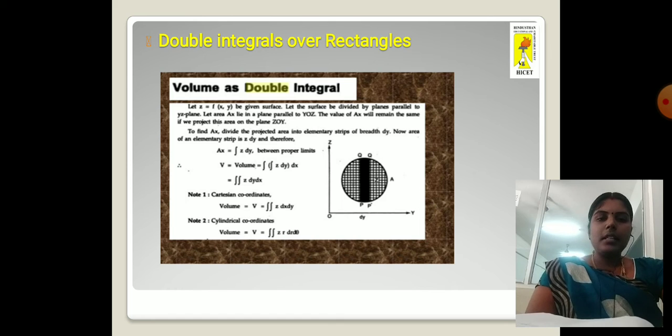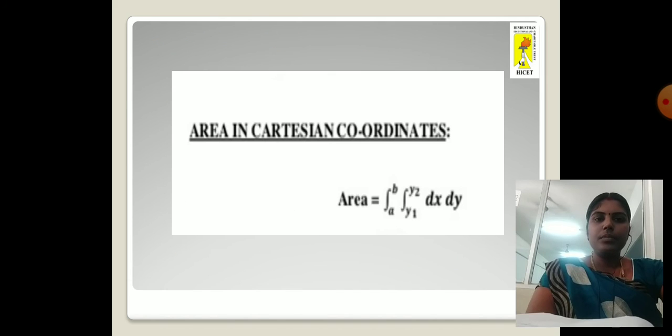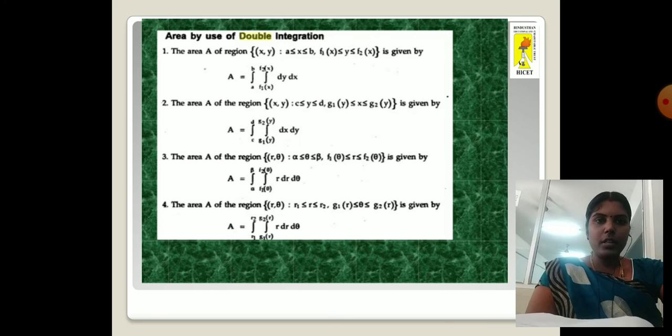Next, see the note on cylindrical coordinates. Volume V is equal to the double integral of z r dr dθ, where r, θ are the cylindrical coordinates. Next, see the area in Cartesian coordinates. The general formula is: area equals integral a to b, integral y1 to y2, dx dy. This is called the area in Cartesian coordinates. So, for area by use of double integration, the formula is here.